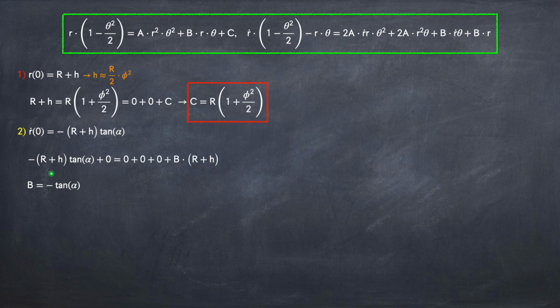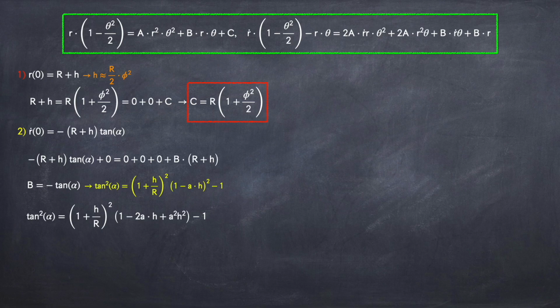giving us that b is equal to negative tangent of alpha. And recall we have this expression for tangent squared of alpha, which we're going to have to simplify a little bit. First thing I'm going to do is expand this squared term in the parentheses. Remember what we're doing here. We're just looking for a first order correction to the straight line trajectory.